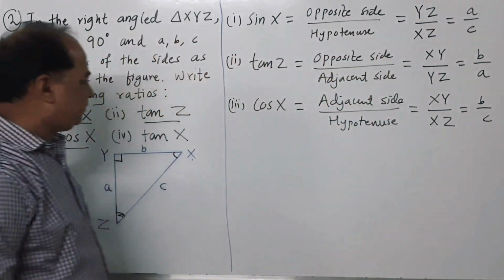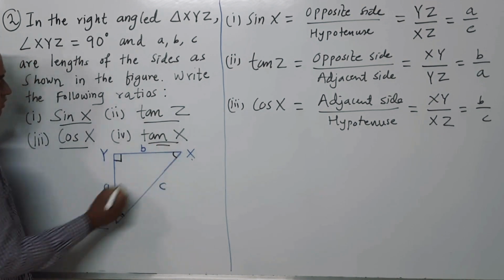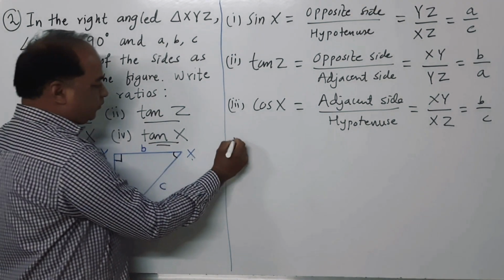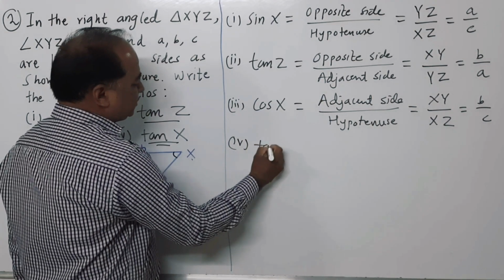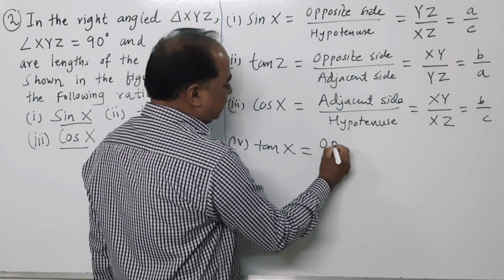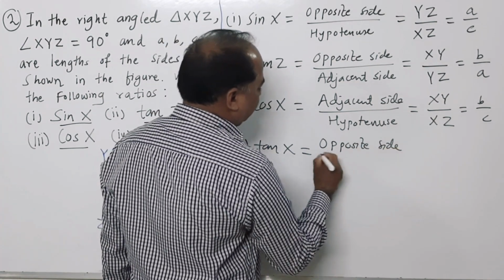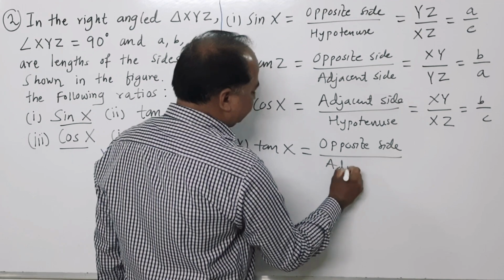So b upon c. Then last, tan X. So the fourth one, tan X, is given by the formula opposite side upon adjacent side.